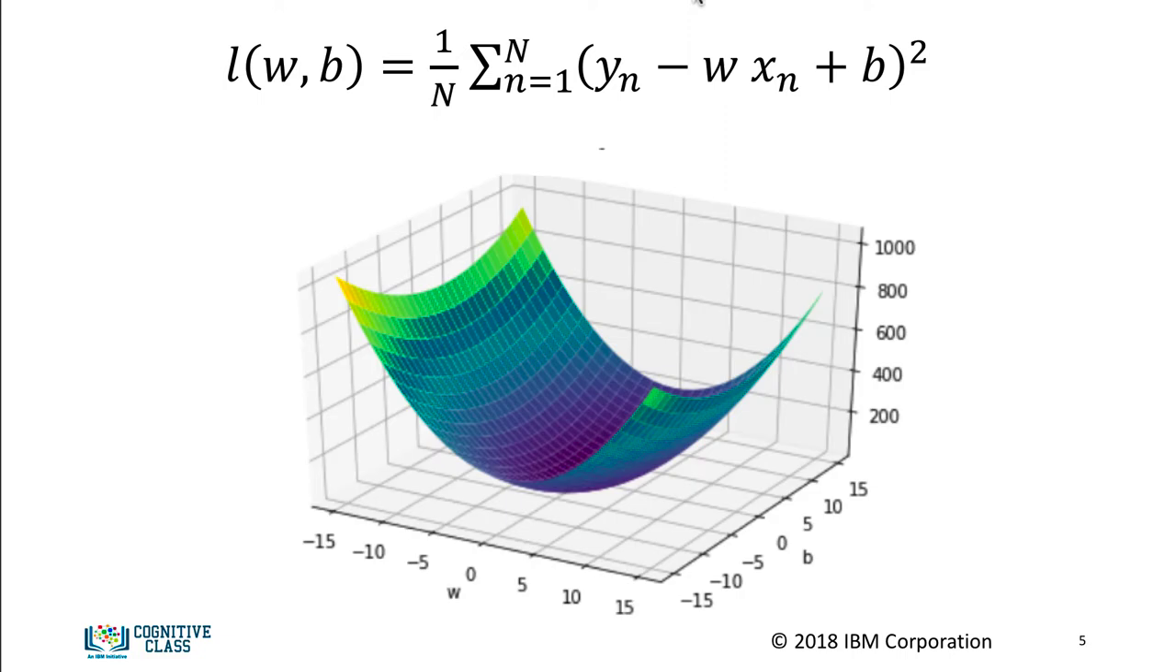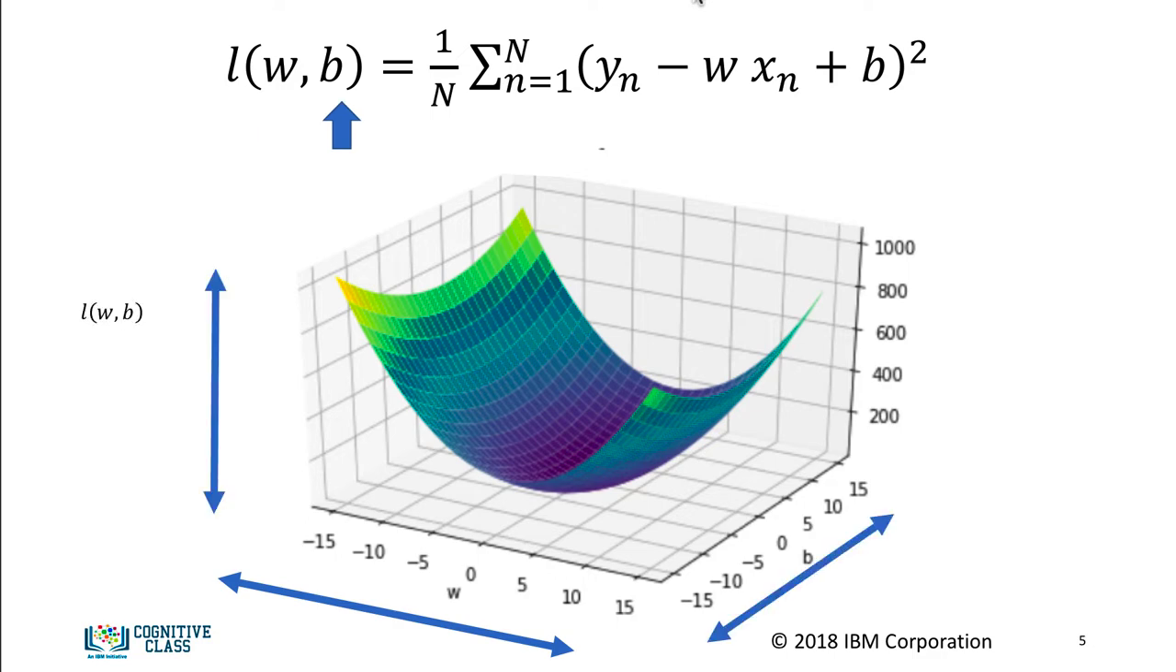We can plot it out as a surface. One axis represents the slope, and the second axis represents the bias. The height of the surface represents the value of loss generated by using that particular parameter value.